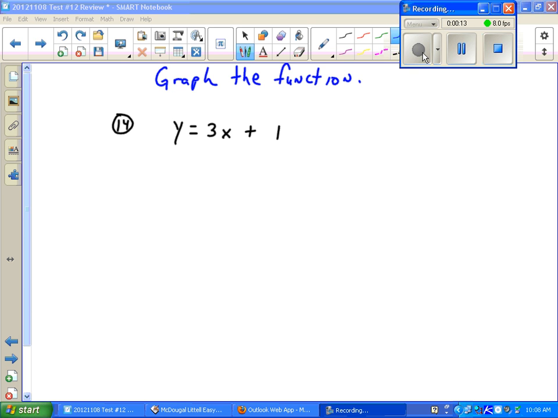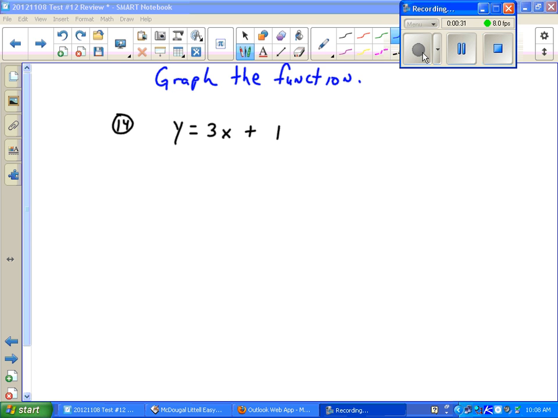Now, we've learned 3 different ways to graph functions over the last couple of weeks. Our first way was to come up with 3 points, plug in x values and get y values, plot each of those 3 points, and then draw a straight line through them. That was the longest way, but it's also the safest way if you don't feel comfortable doing it another way.